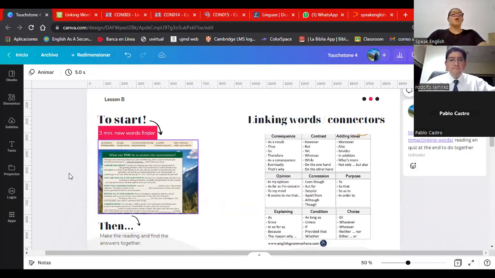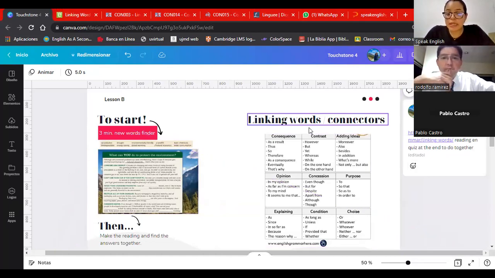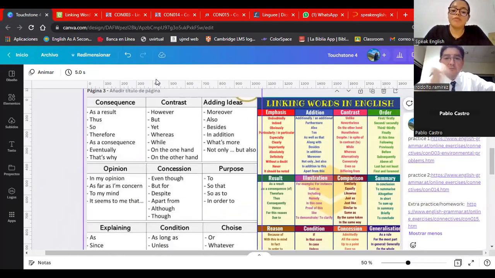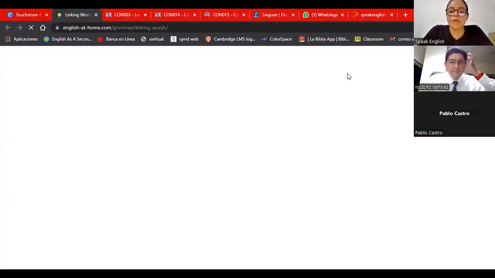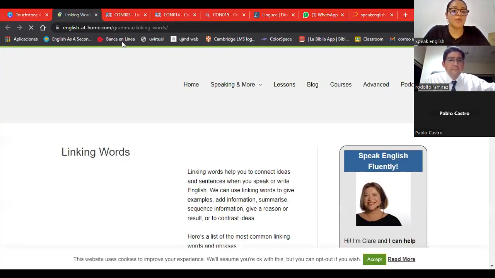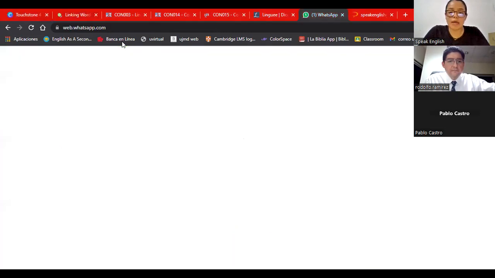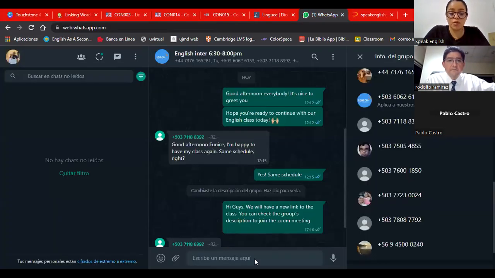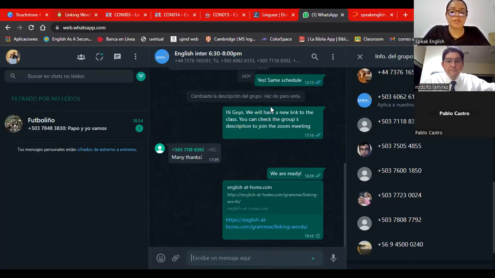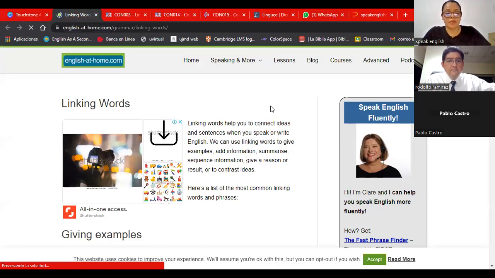Very good. Okay, so we are going to study linking words or connectors. That is the other name of these words. Before we see the list, I want to share with you this information over here. I will also send it to WhatsApp so that you can have it over there. And if you want, you can review it. But today we're going to do it together.